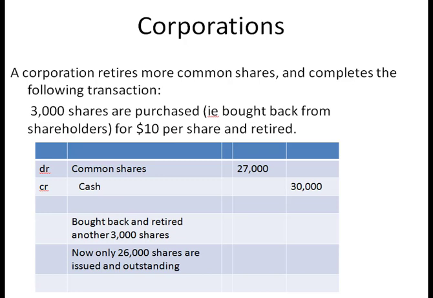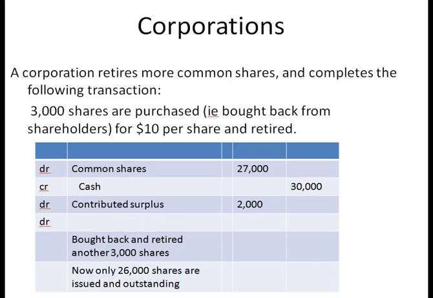First, the debit must be applied against any contributed surplus accounts, and then if the debit exceeds that amount, it would go against retained earnings. So in our example, we would first debit contributed surplus for $2,000, and we still need a further debit of $1,000 to complete the entry. If there is no contributed surplus, the entire amount would be debited to retained earnings directly. So here's our entry.